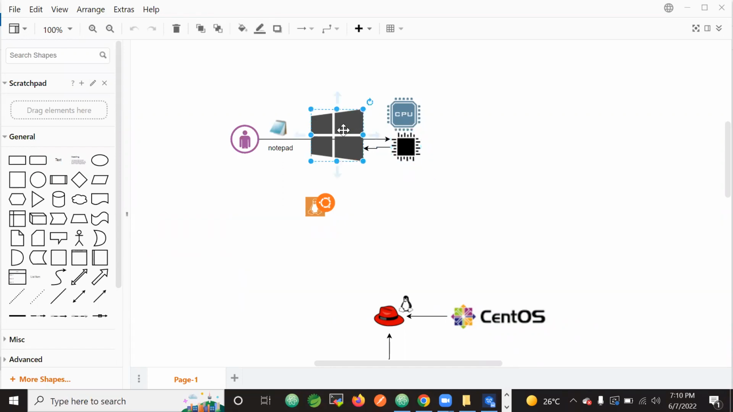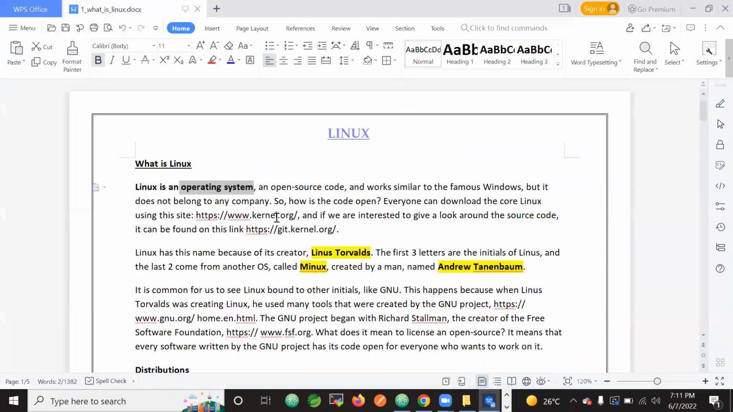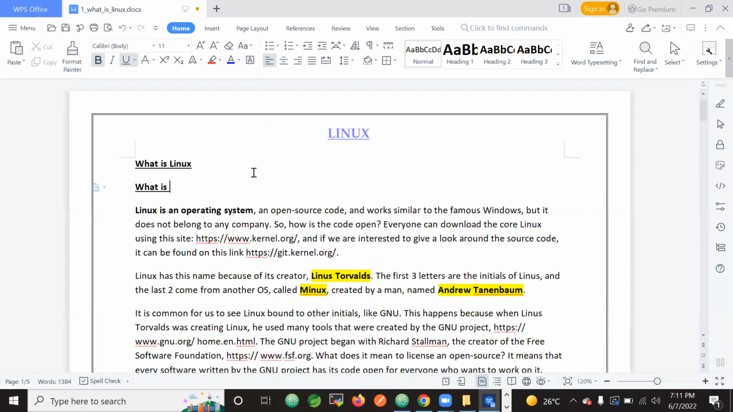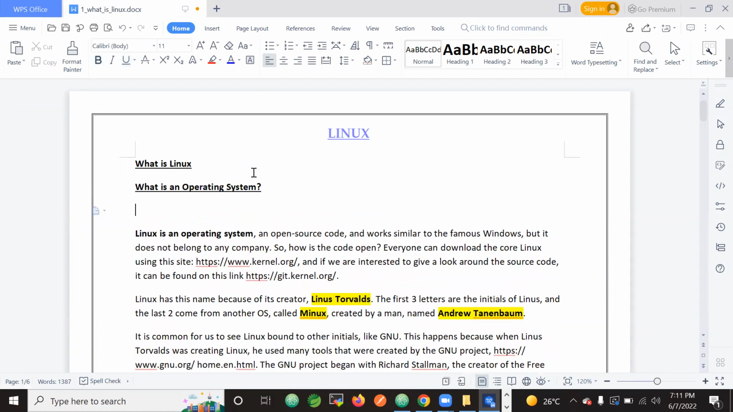This interface is nothing but an operating system. An operating system is a program, a software installed in any computer, acting as an interface between the user and the system hardware resources. So Linux is an operating system. Before understanding what Linux is, we need to first understand what an operating system is.